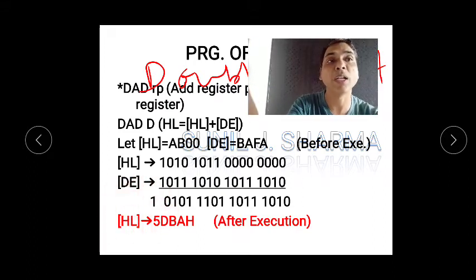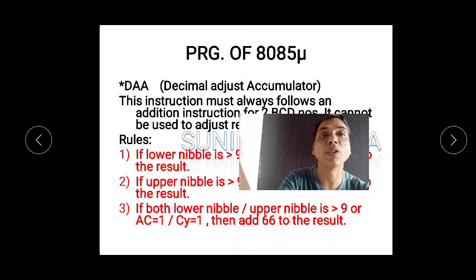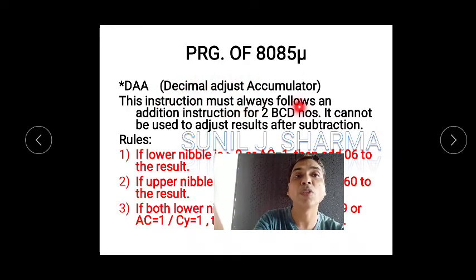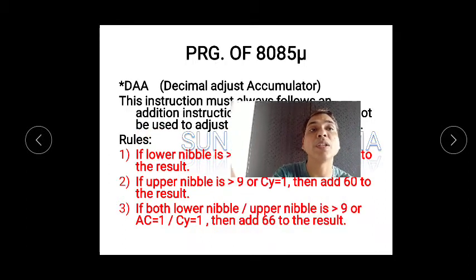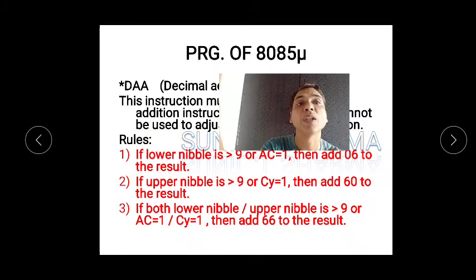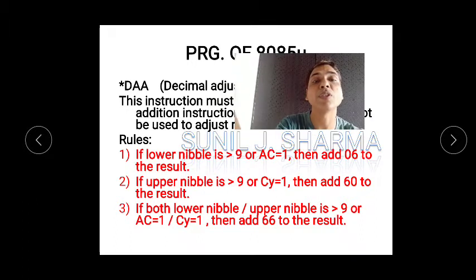Now let's go with the last instruction of this group. This is again a very tricky instruction, DAA, or decimal adjust accumulator. This instruction must always follow an addition instruction for two BCD numbers. Before you do this, we have to use the addition instruction. It cannot be used to adjust results after subtraction.